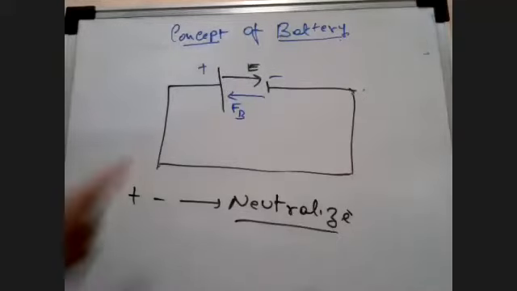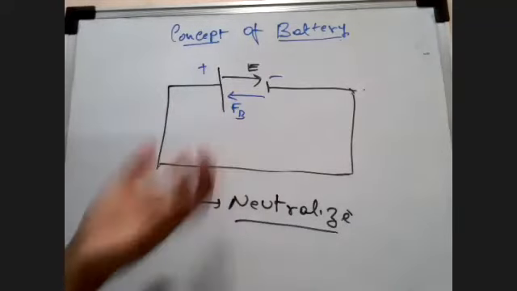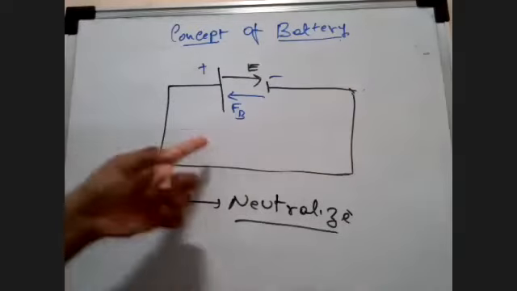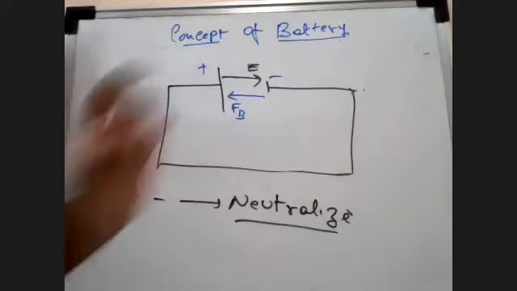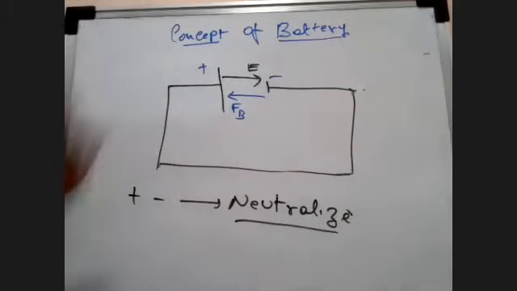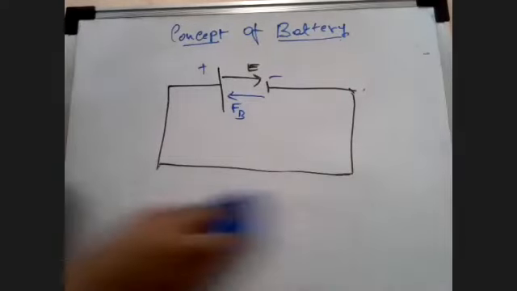So if they neutralize, can I say that the charges on both these plates are somehow depleting? They are reducing in nature, because they are connected in a circuit. Positive charges coming here, meeting a negative charge, neutralizing. Similarly, negative charge coming here, meeting a positive charge, neutralizing. So if they are neutralizing, what is going to happen to the electrostatic force?